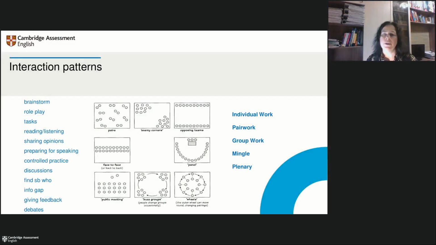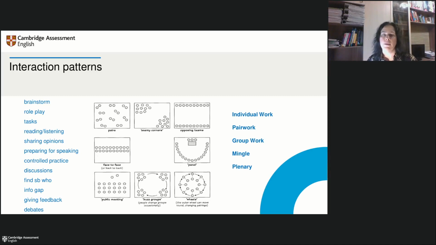Now let's talk about interaction patterns. We have already mentioned interaction patterns just as a general term you all understand. Now here I'm showing an extract from Jim Scrivener's book, with these diagrams, different types of interaction patterns you can use in your lessons if you're working in a physical classroom. But it doesn't matter if you work online.